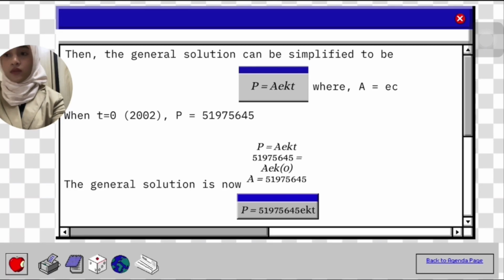For our case, we used the population in the year of 2002, which was 519,75645. So when t equals 0, P will be 519,75645, and we found that A equals 519,75645. By substituting the value of A into the general solution, we obtain that P(t) = 519,75645 e^(kt). From this equation, we can also find the value of k.